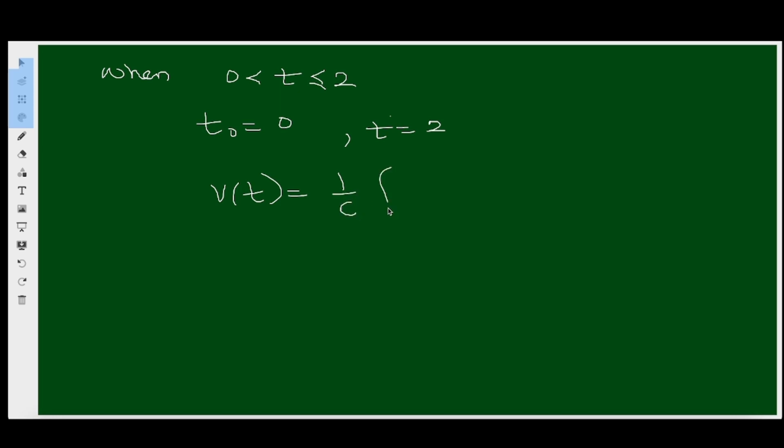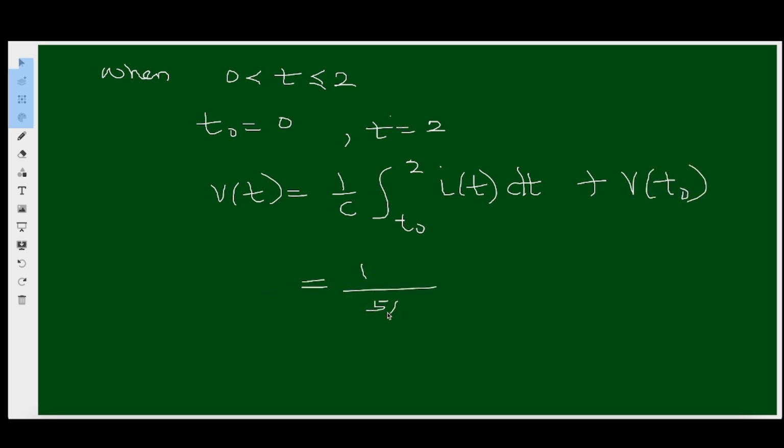So the second case is when 0 is less than t less than or equal to 2. That is t naught is equal to 0 and t equal to 2. So what do we do? V of t is equal to what? 1 over c integral from t naught to t of I of t dt plus v of t naught. So what do we have?